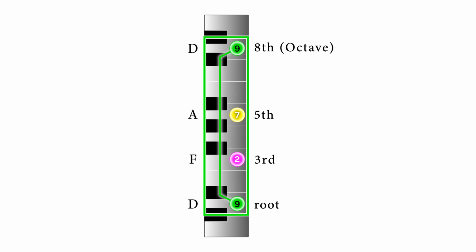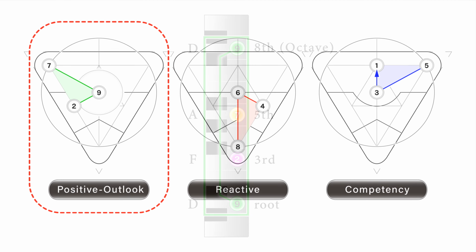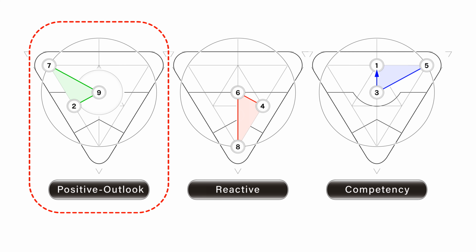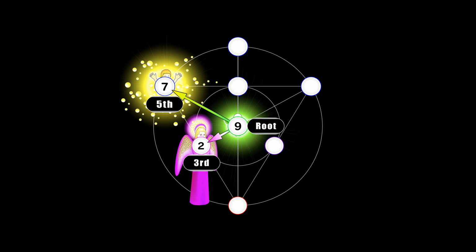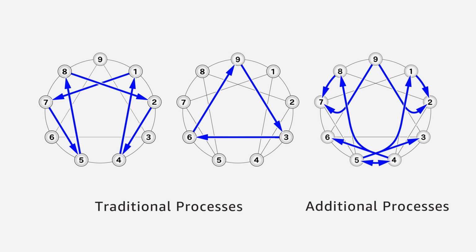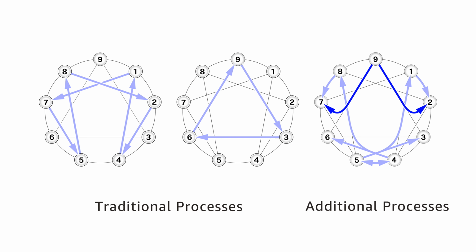This combination is represented by Type 9, Type 2, and Type 7. These 3 types belong to the positive outlook group, as discussed in Chapter 1. In the Dorian scale, point 9 represents the root. Then, the interval from point 9 to point 2, as well as the interval from point 9 to point 7, can be experienced as an integration process, as discussed in Chapter 1. These 2 processes are not included in the traditional Enneagram theory, as illustrated in this figure.